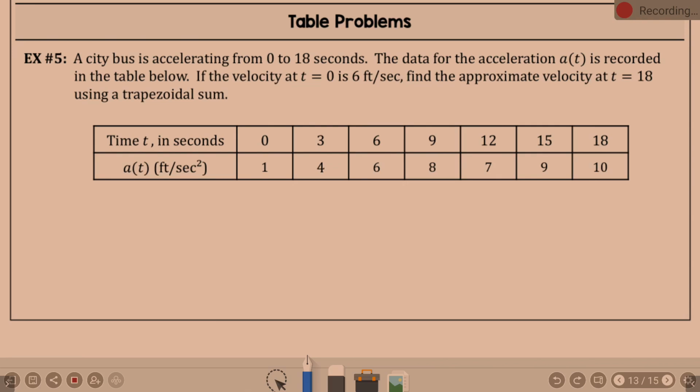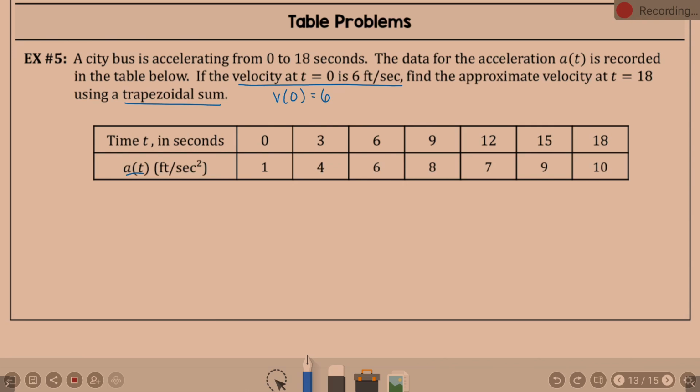The city bus is accelerating from 0 to 18 seconds. They gave us acceleration, right? Velocity at t equals 0 is 6 feet per second. So that's saying the initial velocity is 6, if you will. Find the approximate velocity at t equals 18 using a trapezoidal sum.